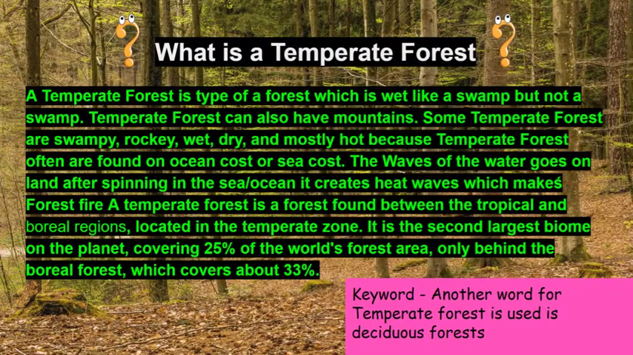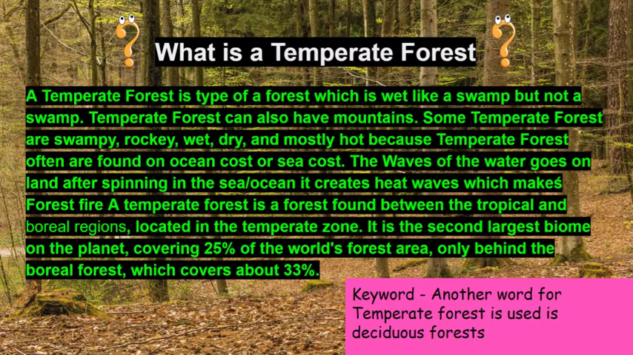What is a temperate rainforest? A temperate forest is a type of forest which is wet like a swamp but not a swamp. Temperate forests can also have mountains. Some temperate forests are swampy, rocky, wet, dry, and mostly hot because temperate forests are found on the ocean coast or sea coast. The waves of the water go on land after spinning in the sea or ocean. It creates heat waves, which make forest fires.